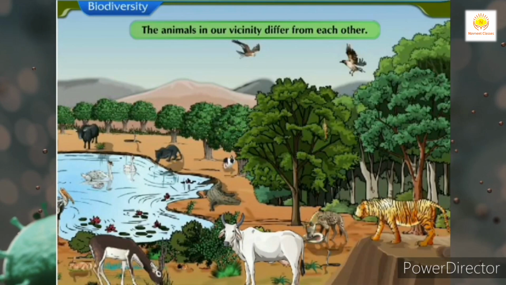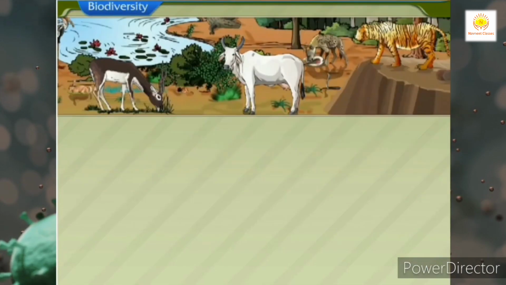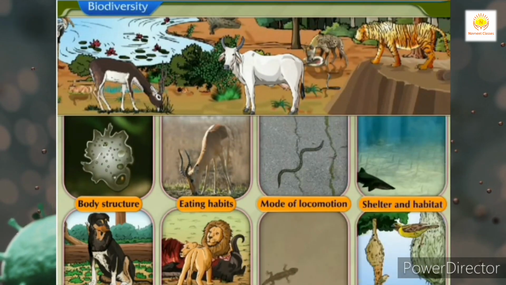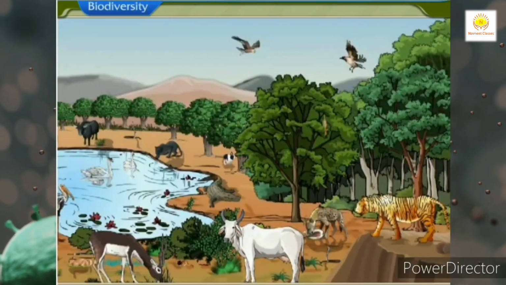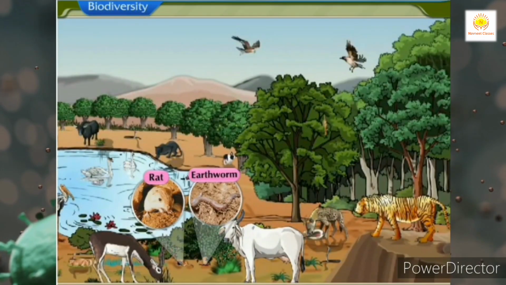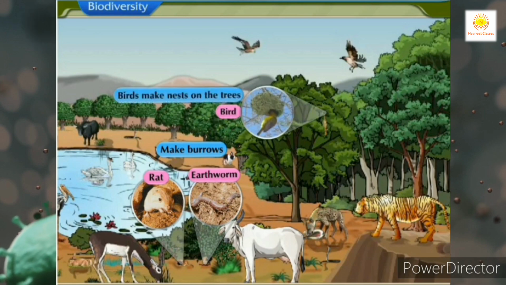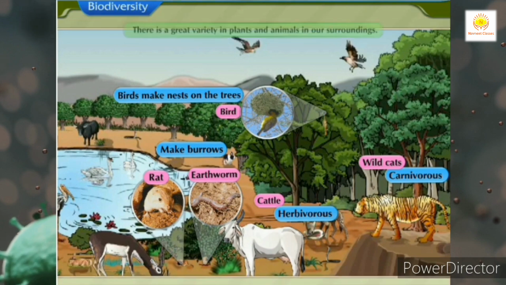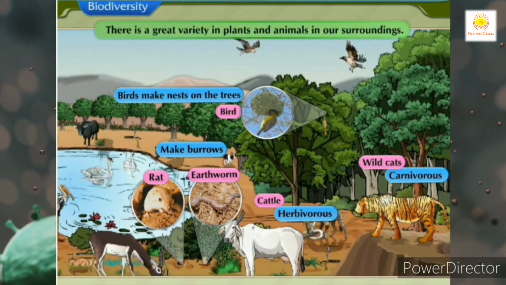Similarly, if we observe the animals in our vicinity, they also differ from each other. They differ in their body structure, eating habits, mode of locomotion, their shelters, and habitats. We observe rats and earthworms which make burrows, whereas the birds make their nests on the trees. Cattle are herbivorous, whereas wild cats are carnivorous. On the basis of our observation, we conclude that there is a great variety in plants and animals in our surroundings.